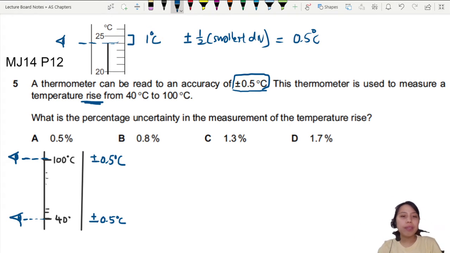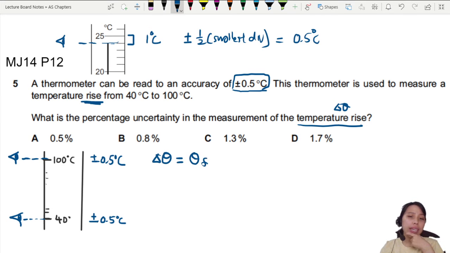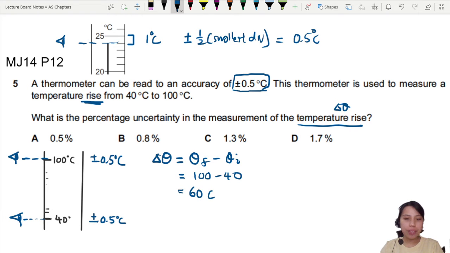So if you want to find, at the end of the day, the percentage uncertainty, we've got to say, all right, this is a temperature rise. So it's like a change in temperature. Let's take final minus initial. So this is our equation: 100 minus 40. This will give us 60 Celsius change in temperature, going from low to high. This is our delta theta.